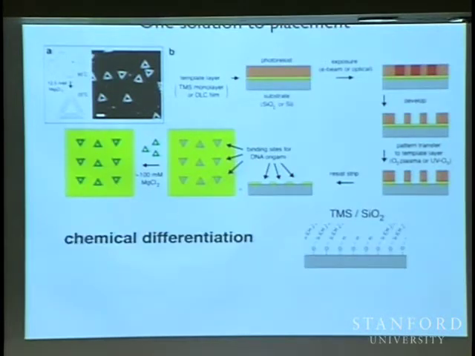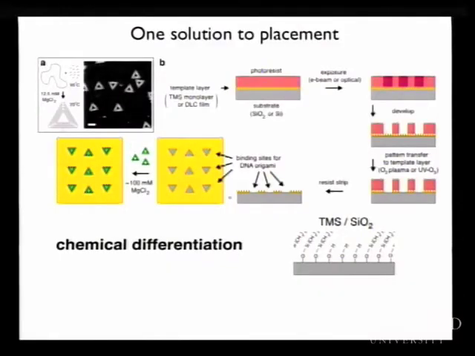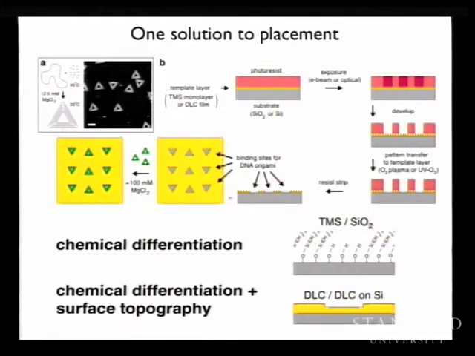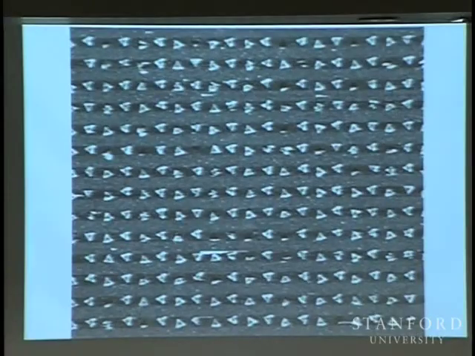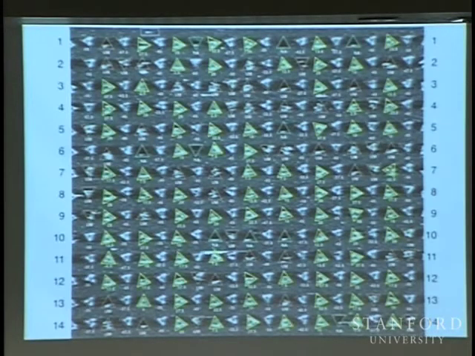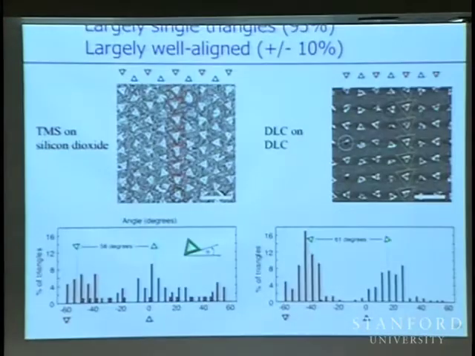And we can do this with just chemical differentiation between a silicon dioxide surface and a trimethylsilyl monolayer, or in diamond-like carbon, there's a little bit of topography and also a chemical differentiation, right? I won't go into the details of this too much, but the point is that you can put DNA origami where you want them on a surface, right? So here we have alternating columns where the triangles were supposed to be pointing up and where they were supposed to be pointing down. And you can measure their orientations, and you can see how well you do.